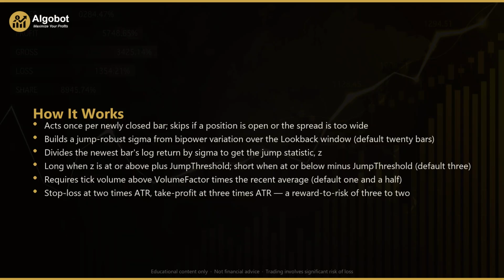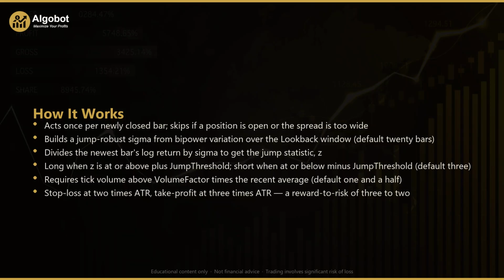Next comes the volatility baseline. Over the look-back window, 20 bars by default, the strategy calculates the log returns of each bar and sums the products of neighboring absolute returns. It scales that sum by pi over 2, the standard bipower correction factor, and averages it down to a per-bar variance. The square root of that is the continuous sigma, a volatility figure that stays calm even when a single jump has just occurred. Crucially, the window ends at the bar before the newest one, so the candidate jump never inflates its own baseline.